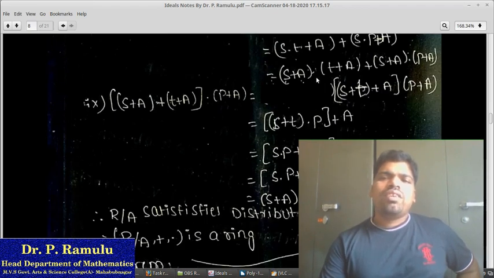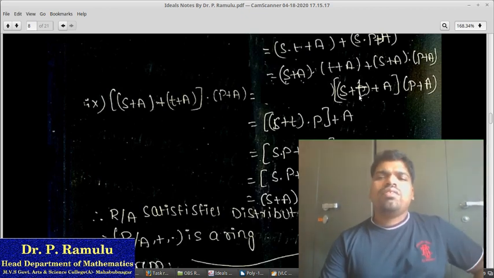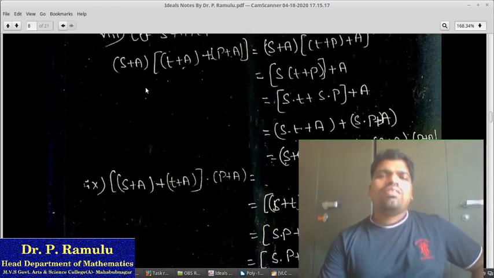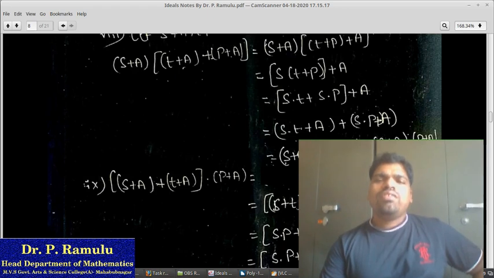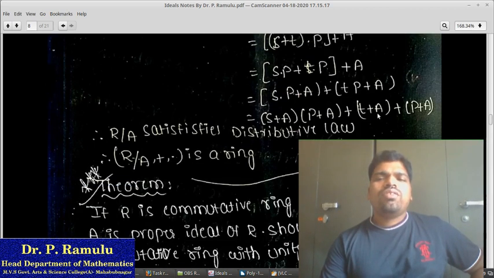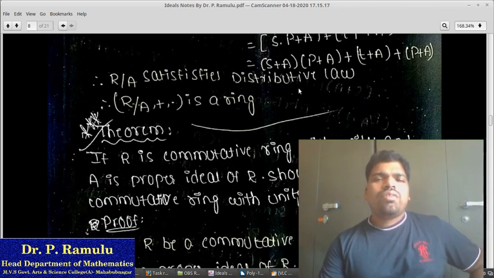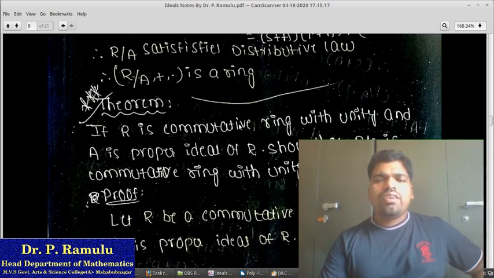This is written as s plus A into t plus p. So it is this into this, and you can easily verify that it is satisfied, so it is distributive. Similarly, you can multiply on the right side and you will get this equal to this. So R by A satisfies the distributive law. Therefore R by A satisfies all properties of a ring. Therefore R by A, plus is a ring, and this ring is called a factor ring.